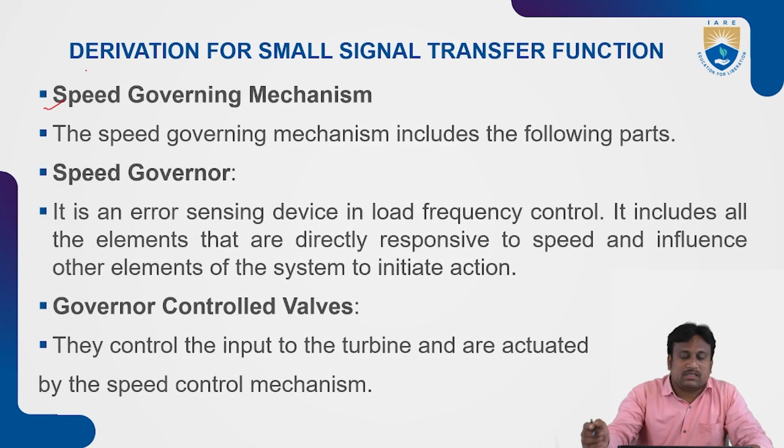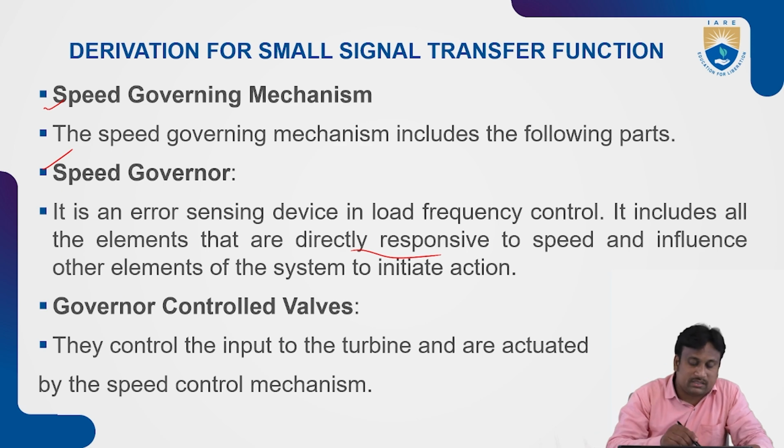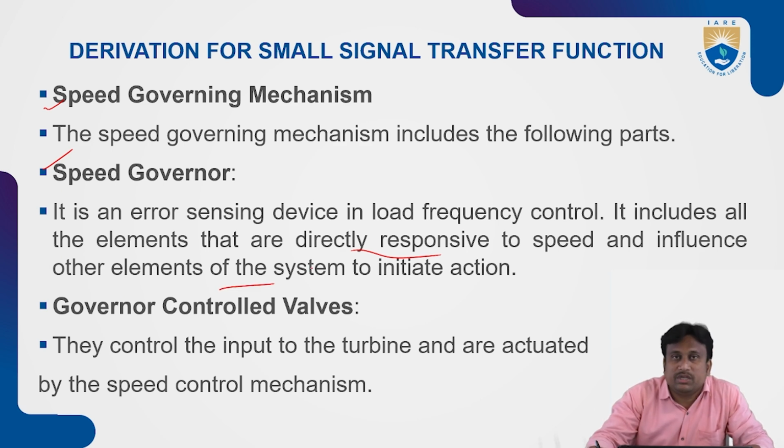The next case is the speed governing mechanism. The speed governing mechanism includes the following elements or parts. First, the speed governor. It is an error sensing device in load frequency control. It includes all the elements that are directly responsive to speed and influence other elements of the system to initiate the action.